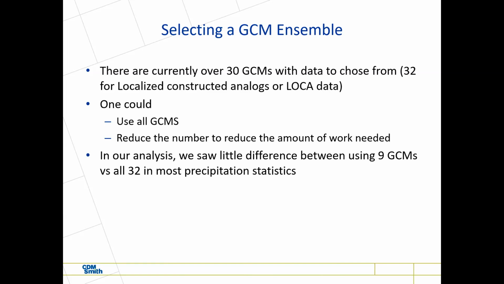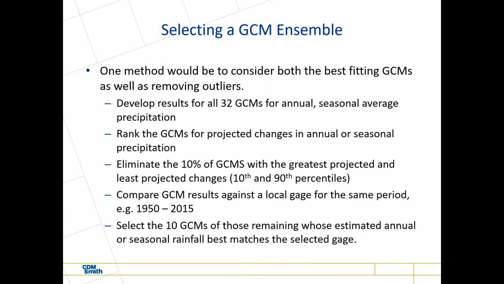If you use them all, of course, you've got a lot more work to do. Sometimes that's okay, and we've done that. But other times you can drop it down. In this case, we used only 9, but we did check the results against using all 32 on a number of key parameters and found very, very little difference. So somewhere around 10, you begin to get a pretty good estimate of the range that you can expect across the various global climate models. So you don't necessarily have to use them all.